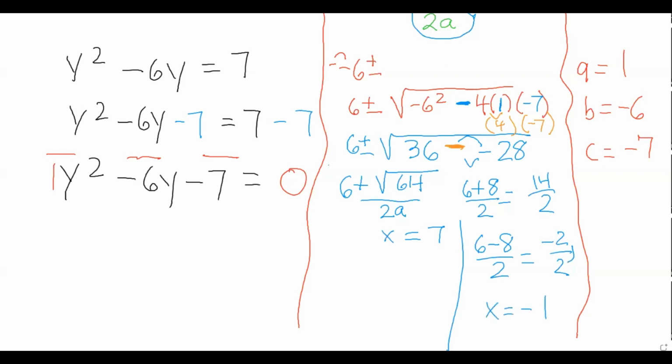And so your final answer, see, when you're doing quadratics, you actually have two different parts, two different answers here. You got here, which is x is 7, and also x equals negative 1. And that's how we would do that one.